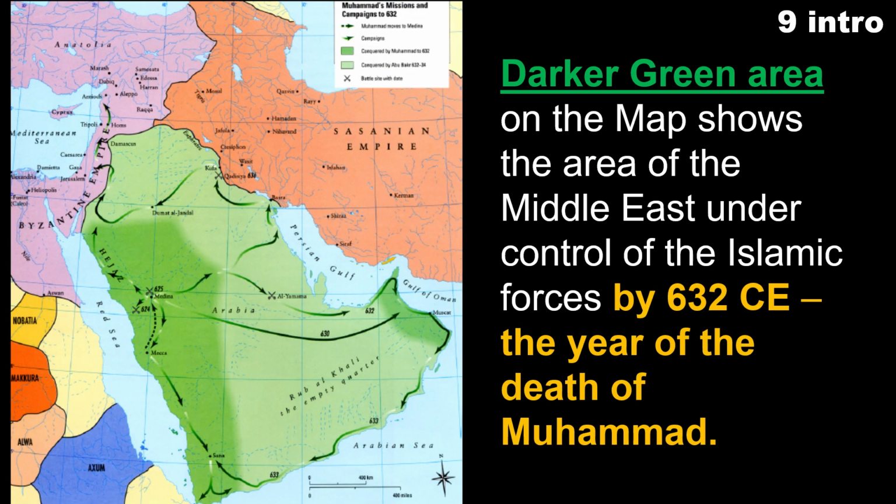The dark green shaded areas on the map show the relatively small territory of the Middle East that came under the banner of Islam by the year 632 Common Era, the year of the death of Muhammad. At this time, the purple area in the upper left corner of the map was ruled by the Christian Byzantine Empire, and the orange area was the Zoroastrian Sasanian Empire of Persia. Also by this time, Islam had spread only to the western part of the Arabian Peninsula and an area on the eastern coast, again the dark green shaded areas.